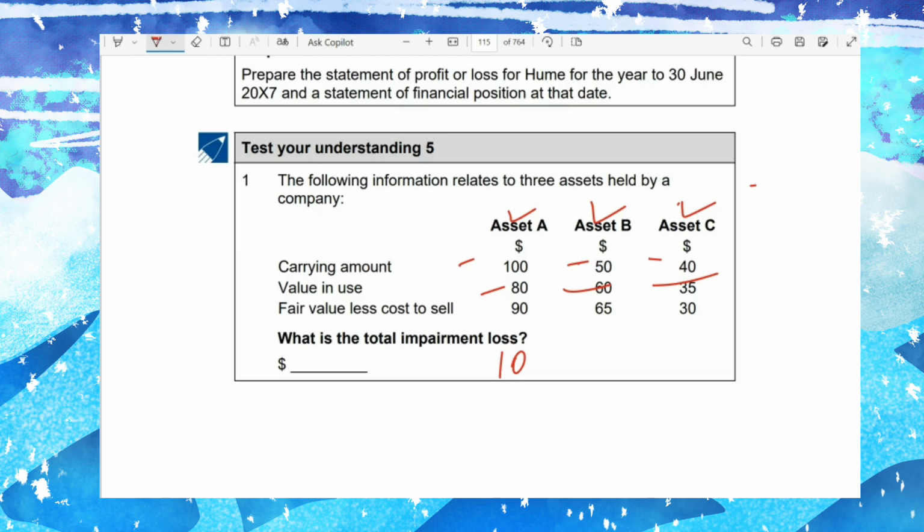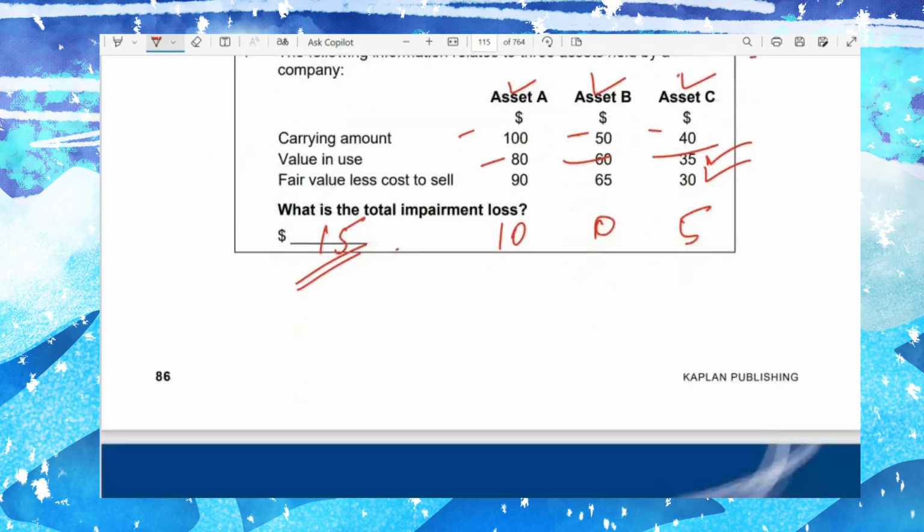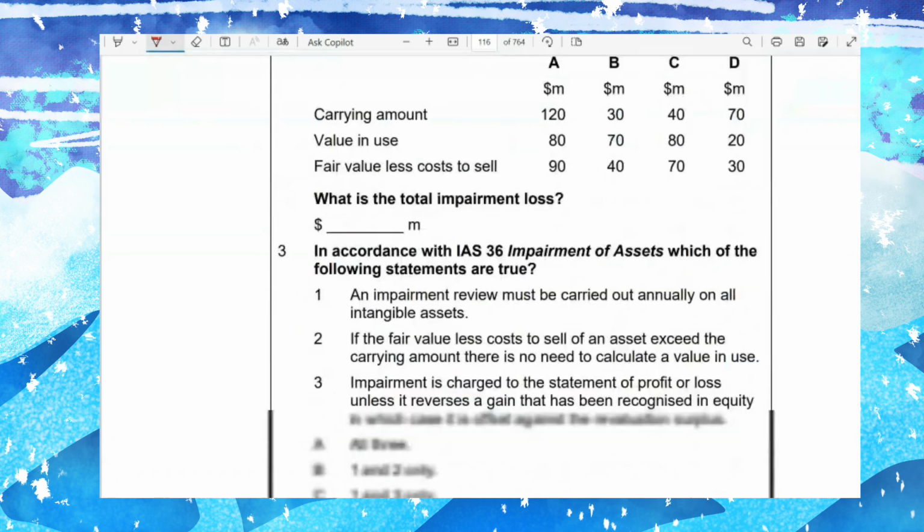For the second, the recoverable amount is 65 and the carrying amount is 50, so we consider it 0, as we take the greater of the two. For the third, the value in use is 35 and the fair value is 30, so we bring it to 5. So the total impairment of these assets is 15. This is the way we calculate the impairment. Students, this is all for the chapter review and our understanding which we have gone through.